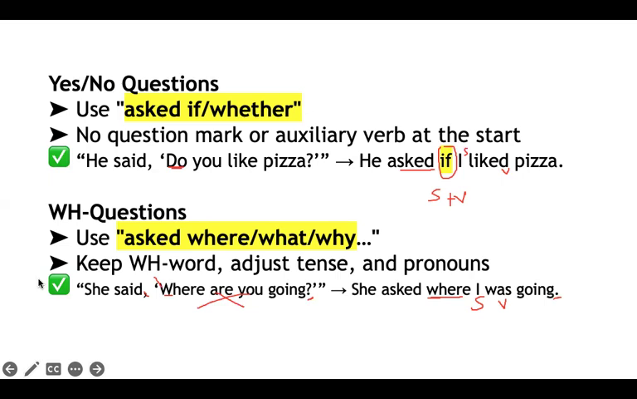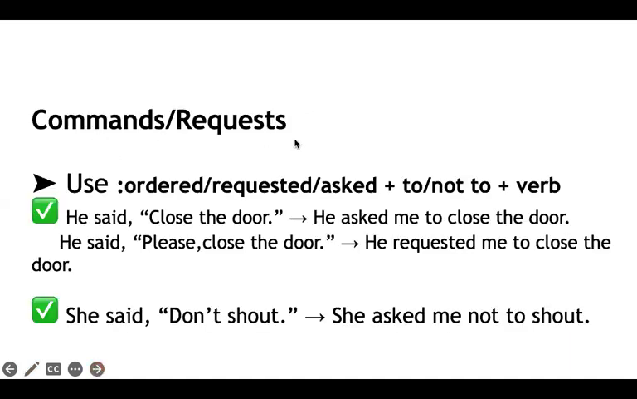Okay, so let's clear this up and move on to the next kind of sentence, which is commands and requests. The imperative sentences, what do? We just use ordered, requested, asked, plus to or not to plus verb. Now, what does that mean?